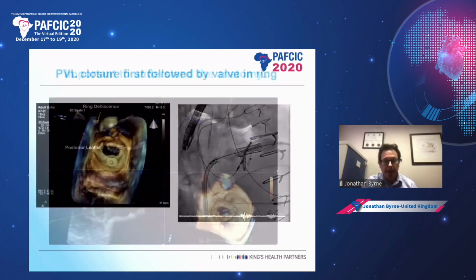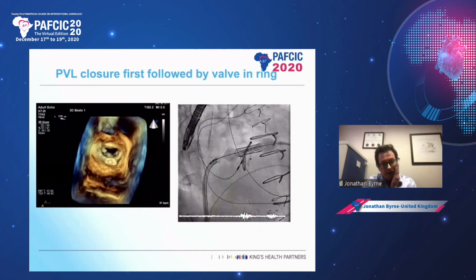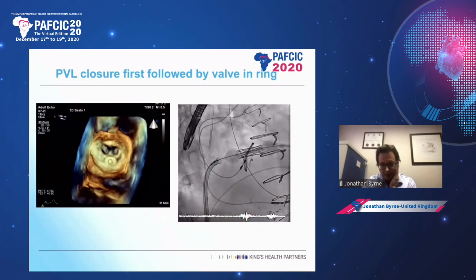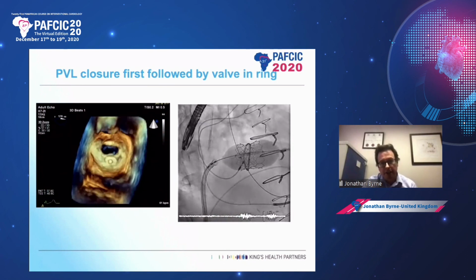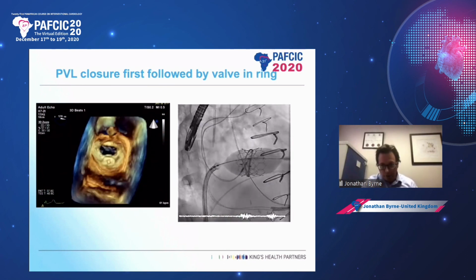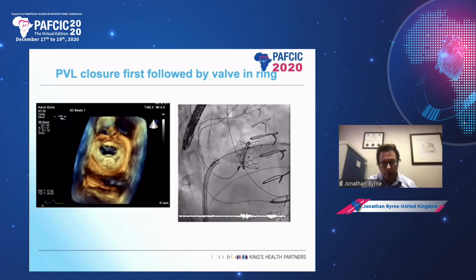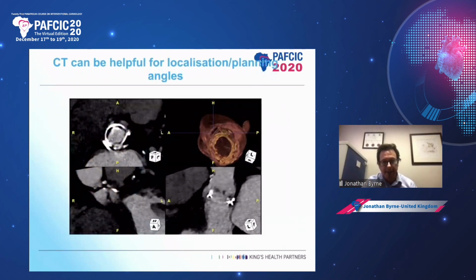So we had planned to put a plug in first and then put a valve in ring. And immediately after the plug went in, the MR increased. So it was the right strategy. And that was a fairly straightforward procedure once the plug was in. So I think it's important, as I said, to understand exactly what you're doing.